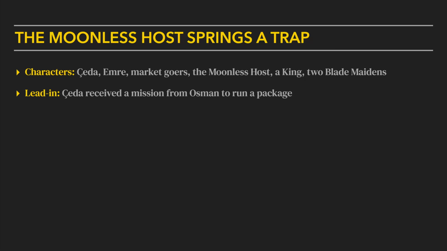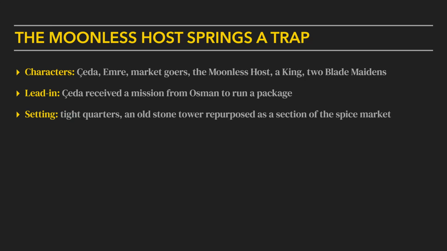And so it's good to think about what part scenes are playing in your novel, and part of that comes from where is this scene coming from? Why is it taking place at all? What purpose is it serving for the main character? And then the setting. So in this case, we have tight quarters. We're in an old stone tower repurposed as a section of the spice market where these perfume vendors are.